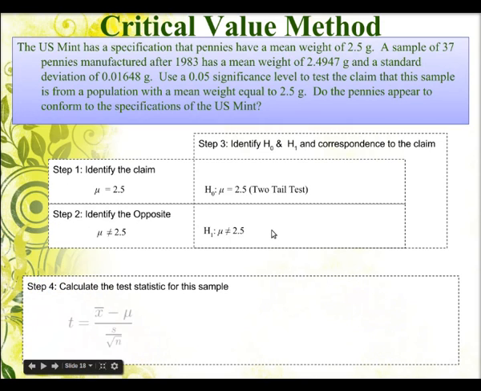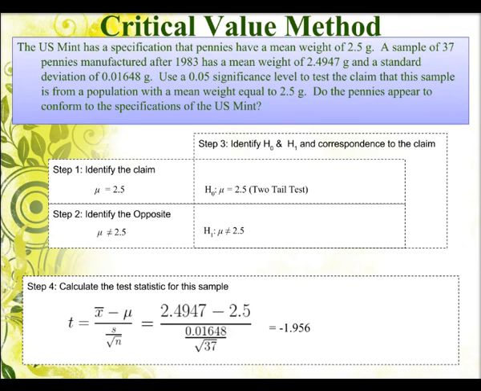So let's calculate the test statistic for this sample. X bar, of course, will be 2.4947, and mu will be, from the null hypothesis, 2.5 grams. S in this case, of course, is 0.01648, and n is 37. So throwing all this in, we get a negative 1.956.